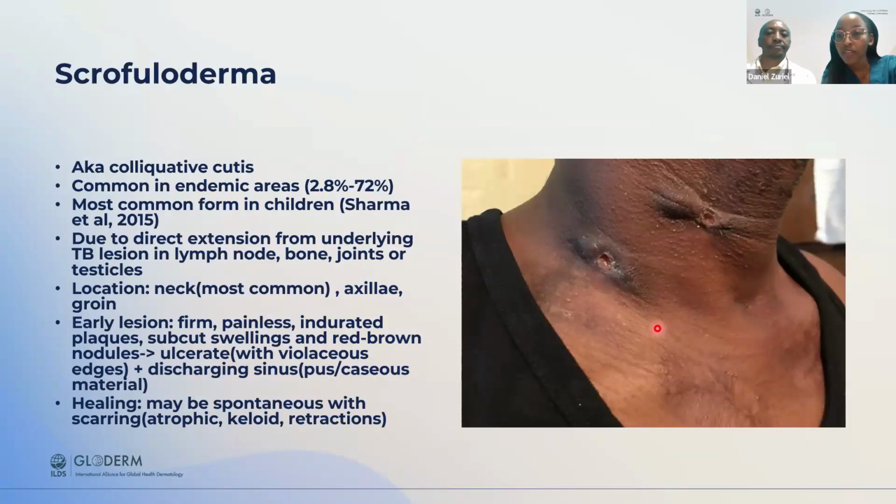The early lesion tends to be a firm indurated lesion. Some patients present with subcutaneous swelling, which might vary in color from red to brown. And as the disease progresses, it ulcerates, and you end up forming these lesions that have sinus tracts. Some patients might have one lesion, while some tend to have quite a number in the same region. And as they heal, they might leave behind keloids or retractions or heal with atrophic scarring.